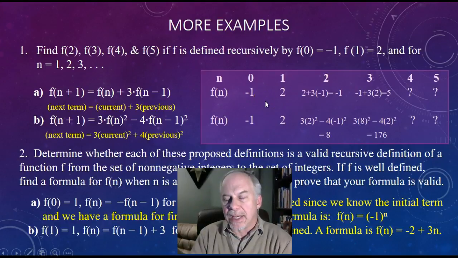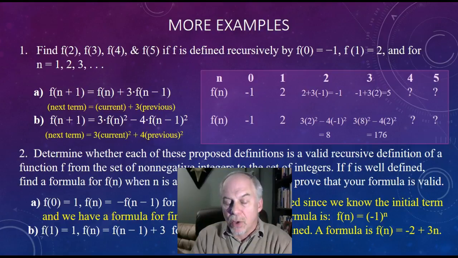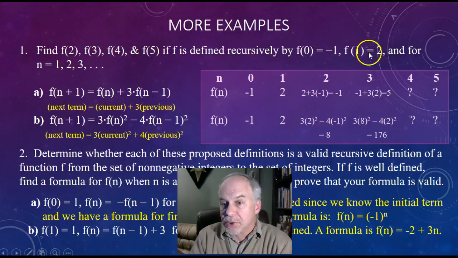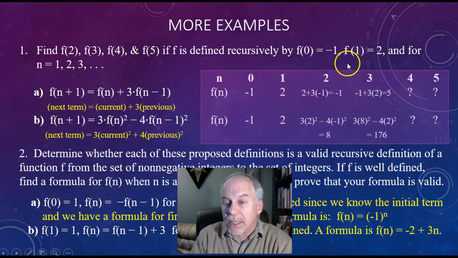Now, let's look at some examples similar to what you might encounter in the textbook homework problems. Here's an example. Find f of 2, f of 3, f of 4, and f of 5 if f is defined recursively by the initial values f0 equals -1 and f1 equals 2. And we're going to find these numbers for n equal 1, 2, 3, all the way to infinity, but we only have to go up to number 5.